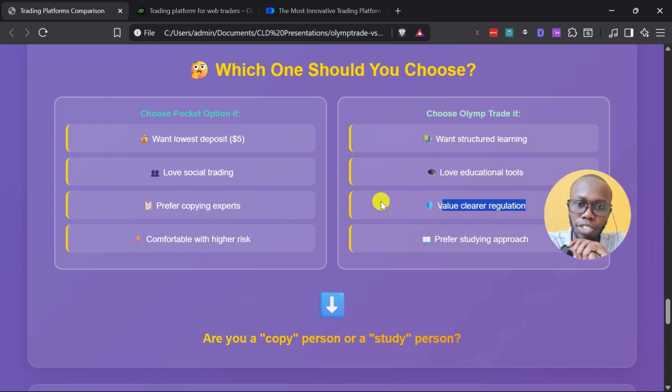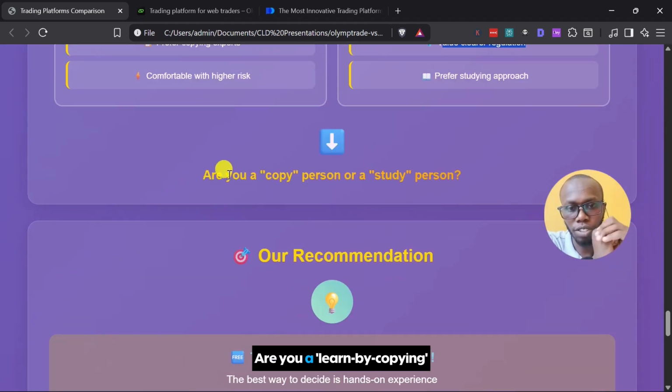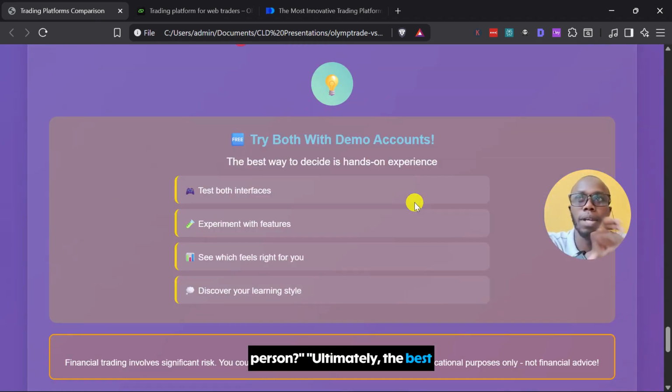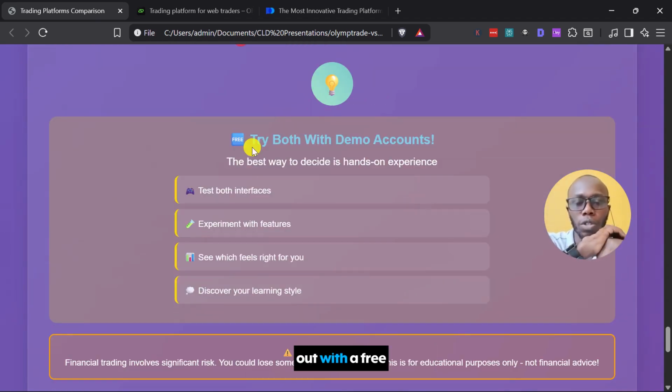The best choice truly depends on your personality. Are you a learn-by-copying person or a learn-by-studying person? Ultimately, the best way to decide is to try them both out with a free demo account.